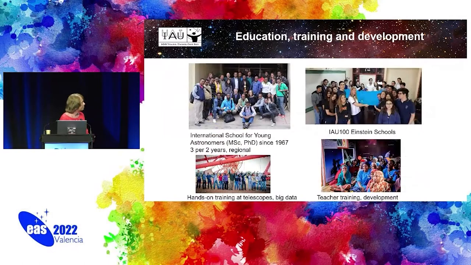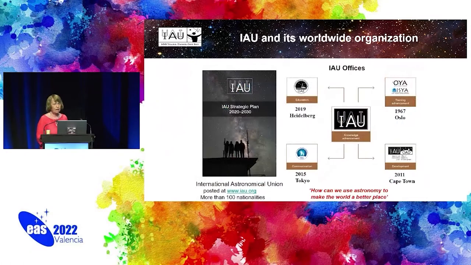But the IAU and the EAS do so much more these days than just having scientific conferences. It's also our obligation as astronomers to contribute to education, to training, to development. And the IAU does this in several ways, through schools for young astronomers, hands-on training at telescopes, teacher training, development, etc. And so in our new strategic plan, we not only have the central IAU part, but we have our four offices, the Office for Young Astronomers, for training, for development in Cape Town, for communication in Tokyo, and for education, our latest kid on the block here close by in Heidelberg. And each of these offices also have their regional offices.